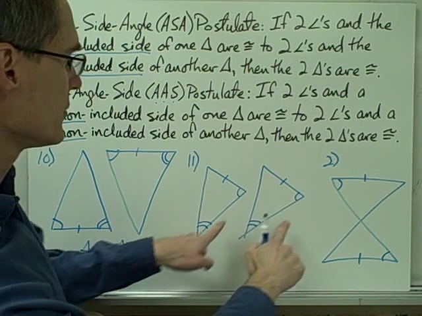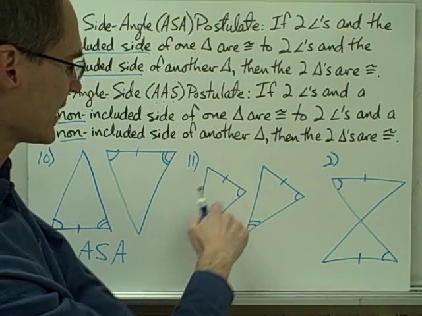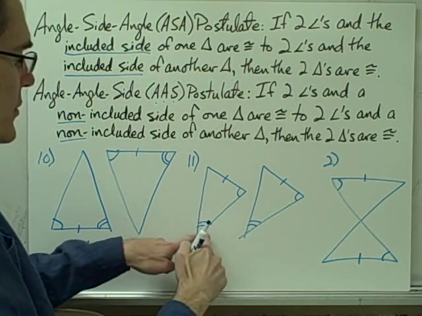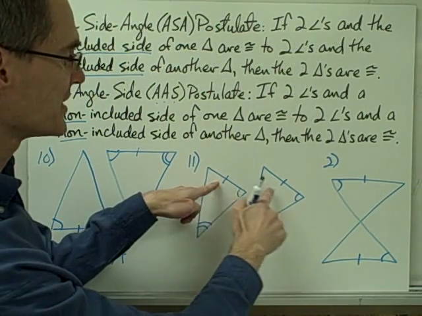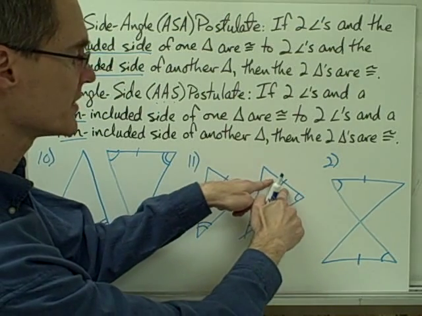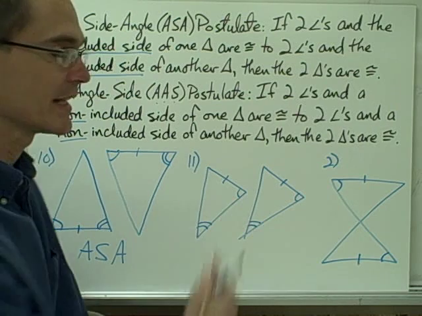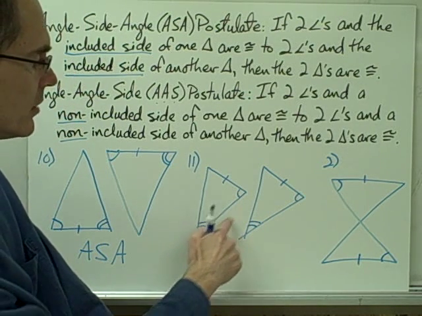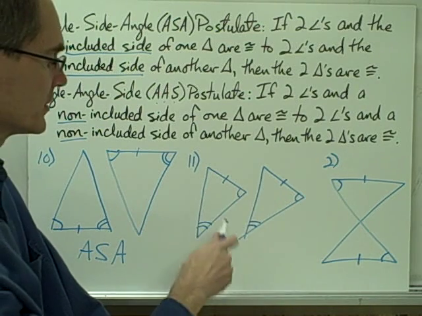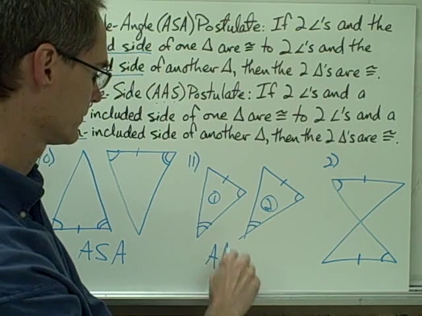Here are two angles and a side that is not included between those two angles. In other words, this angle is congruent to this angle, this angle is congruent to this angle, and this side of this triangle is congruent to this side of this triangle. That side is not an included side. It's called a non-included side. So this would be an example of using the angle-angle-side postulate to say that these two triangles are congruent.